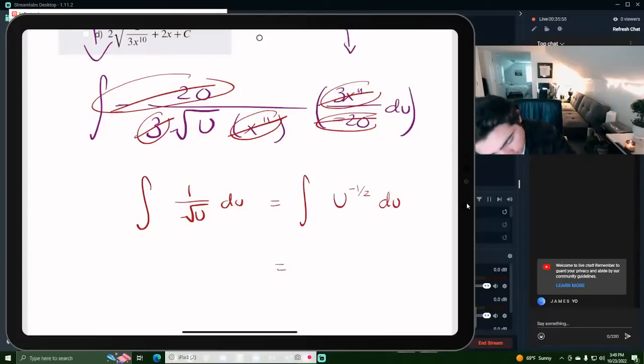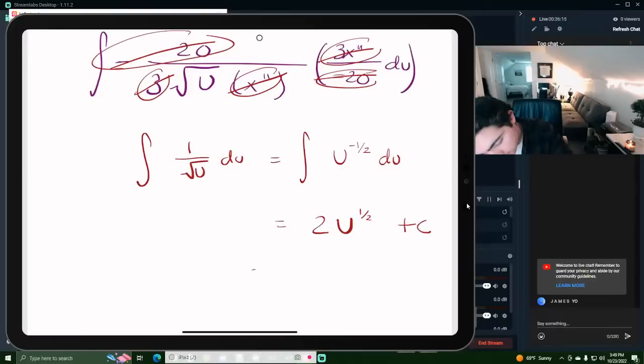Now we can take the antiderivative by putting u, adding 1 to the exponent. Negative 1/2 plus 1 is positive 1/2. And then we divide by that new exponent, 1/2. Dividing by 1/2 is the same as multiplying by 2 over 1, or just 2.